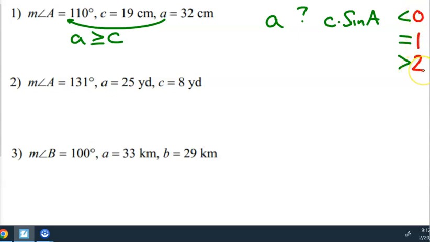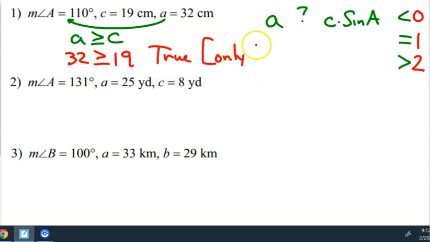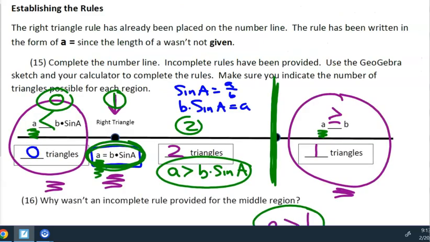And based on which symbol goes in that space, that determines whether there's no triangles, one triangle, or two triangles. So, starting with A, 32 is greater than or equal to 19. That's a true statement. So that means there is only one triangle. Back to what we were talking about earlier, that situation would fall out here to the right of that point where A and B fall on top of each other.